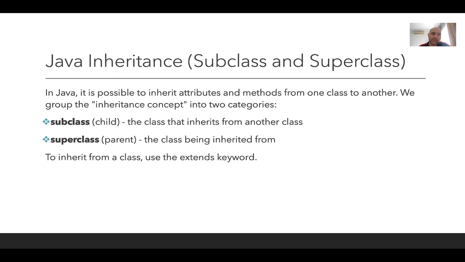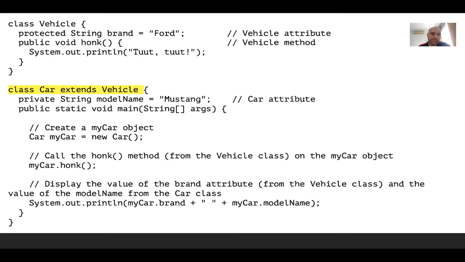Java inheritance. In Java, it is possible to inherit attributes and methods from one class to another. We group the inheritance concepts into two categories: subclass, a child, and superclass, which is the parent. To inherit from a class, use the extends keyword. Let's have a look at that. So here you can see how you've got Vehicle, and then you extend that vehicle with Mustang.